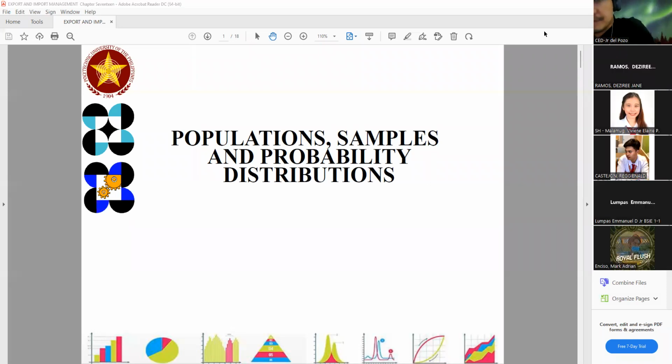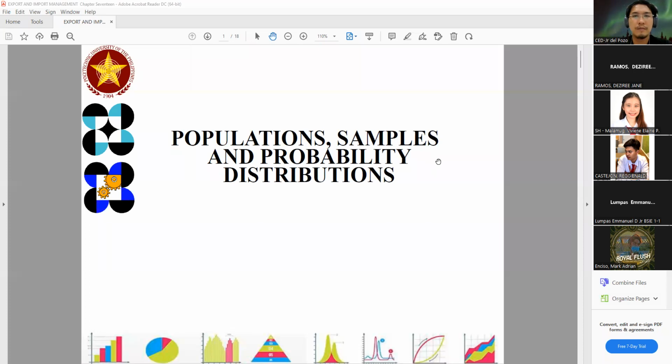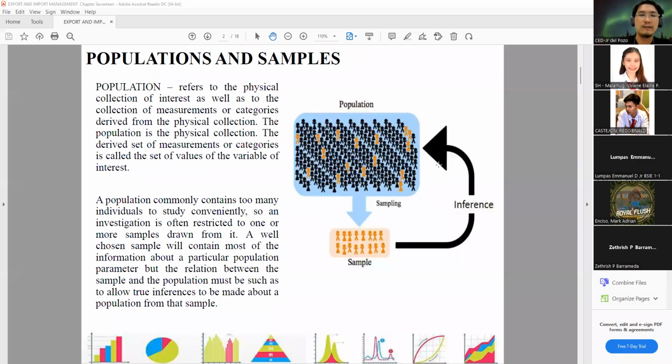So good afternoon. Let me just continue our topic for statistical analysis. For our second topic, we have the population, samples, and probability distribution. These are all the tools that you need to perform statistical analysis, right?